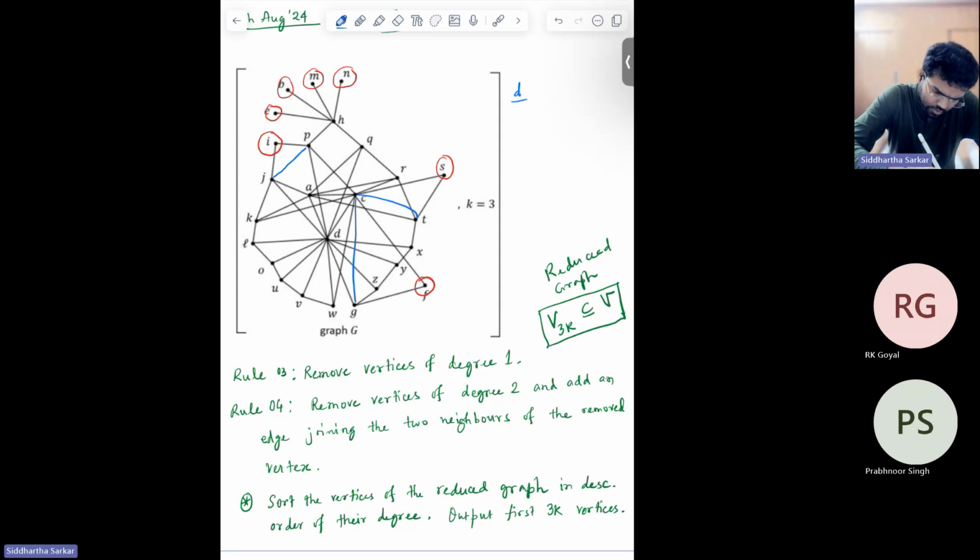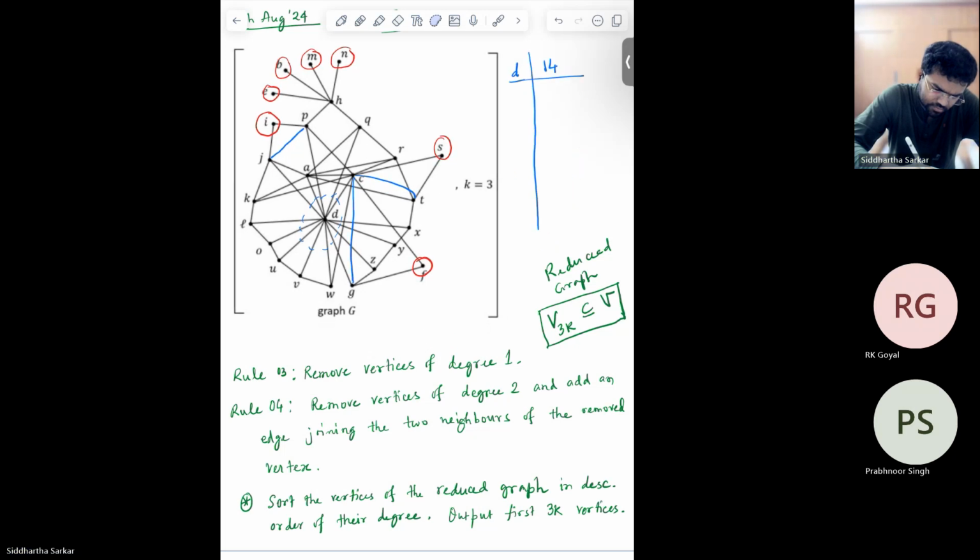So we'll say what is the degree of D? We'll just make a table. So D is, let us say, 1, 2, 3, 4, 5, 6, 7, 8, 9, 10, 11, 12, 13, 14. So D's degree is 14. We want to identify only the top 9. Oh, this is a cumbersome question.